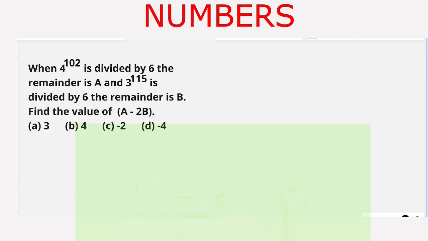It's given that 4 to the power 102 is divided by 6, the remainder is A. Whatever may be the power of 4, when it is divided by 6, the remainder is always 4. We can show it. 4 to the power 1 is equal to 4, and when divided by 6, the remainder is 4. 4 to the power 2 is 16, and 16 when divided by 6, 6 times 2 is 12, and 16 minus 12 is 4. So remainder is again 4.